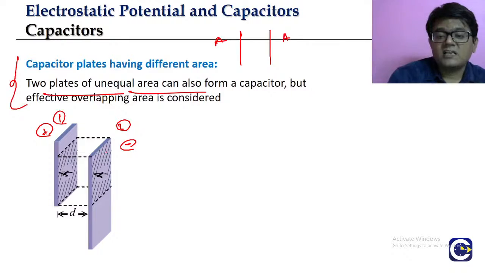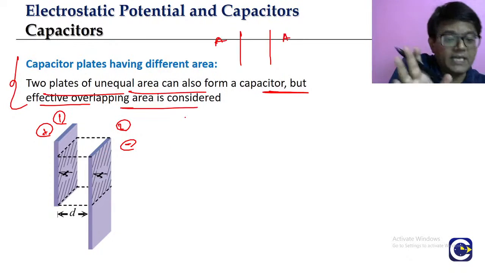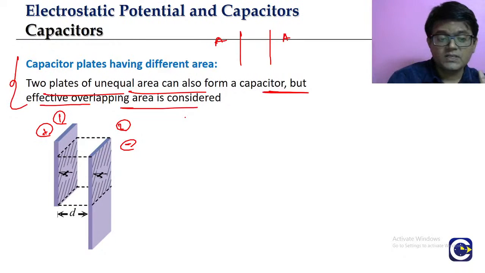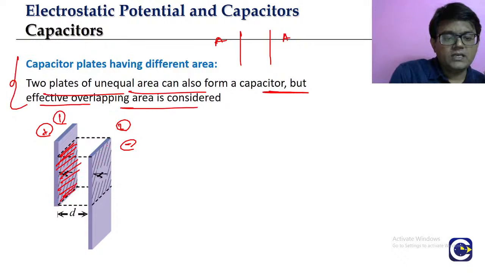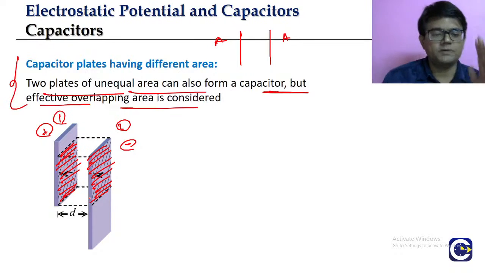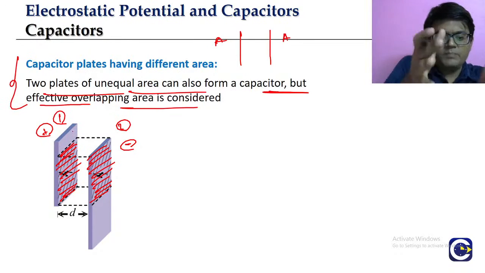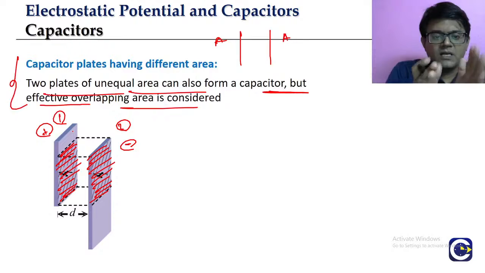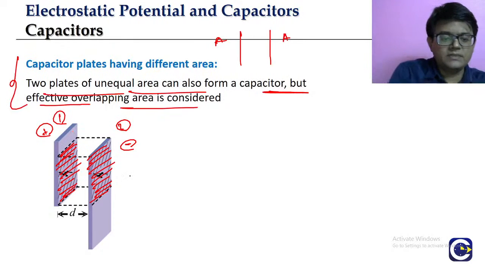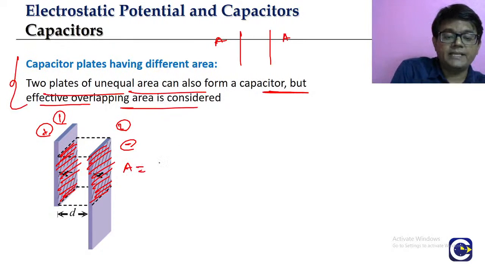Area of the capacitor plates, we will consider the effective overlapping area. So for the area of the capacitor plates, there is an overlap area. Plate 1 is a little bit up, plate 2 is below, but there is an area that is overlapping. That overlapping area is what we are going to take as the area of the capacitor plates.